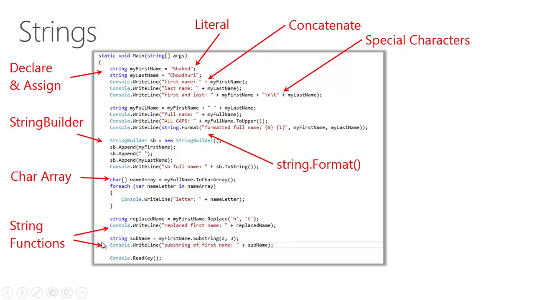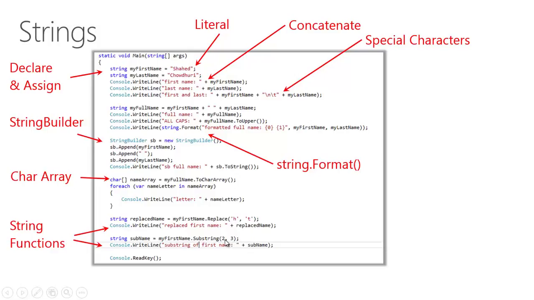At the very bottom, I have some string functions. These methods here, Replace and Substring, allow me to replace one letter with another letter. In this case, H is replaced by the letter T. And finally, I have the Substring method, which takes a piece of the string and then puts it into another string. In this case, I'm going to start at the second character, and I'm going to take just 3 characters.